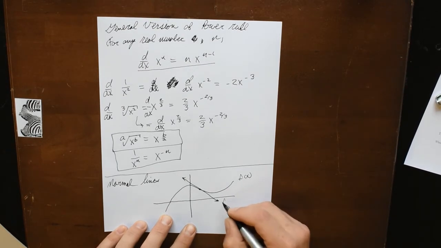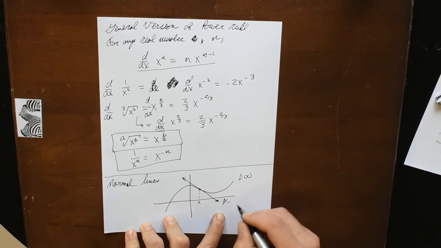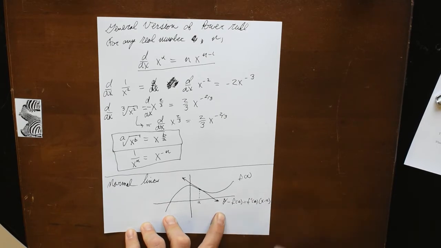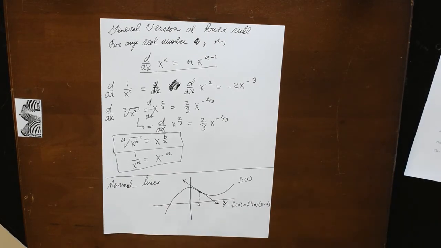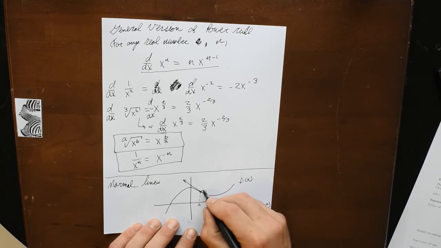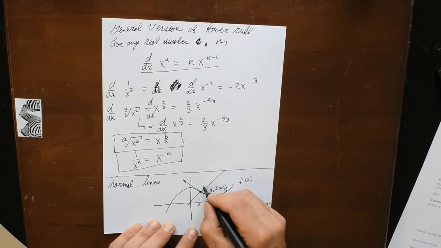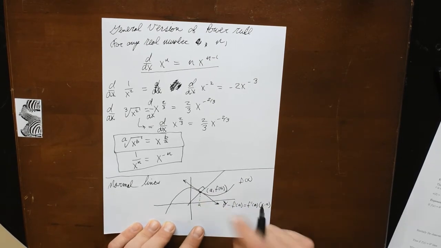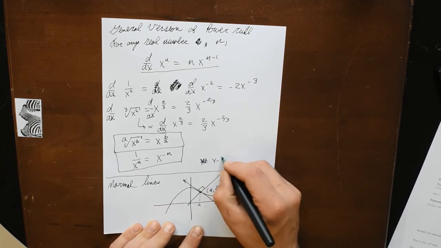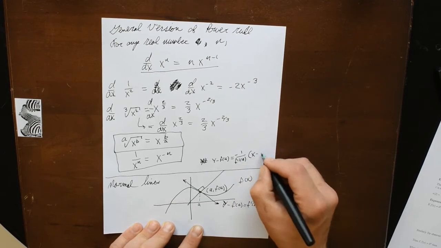If we call this point a, this would be the line y minus f of a is equal to f prime of a times x minus a, the equation of the tangent line. The normal line is the line that also goes through the point a, f of a, but instead it is perpendicular with the tangent line. So the equation of this line would be y minus f of a is equal to -1 over f prime of a times x minus a.